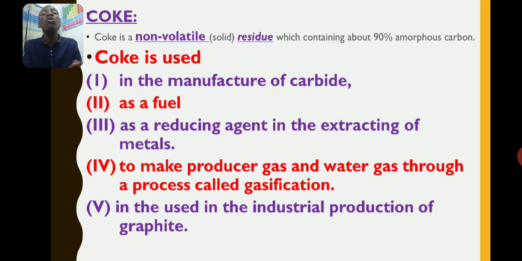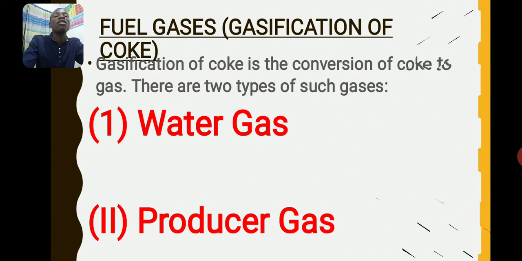Then coke is also used for manufacturing producer gas and water gas. We call that process gasification of coke. We'll talk more about that later. Then finally, it can be used for making industrial graphite. We will also use coke for making industrial graphite. We call that the Acheson process. We will also see that at the end of this course.